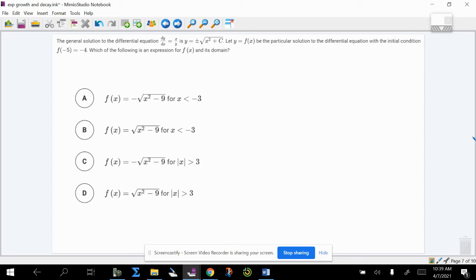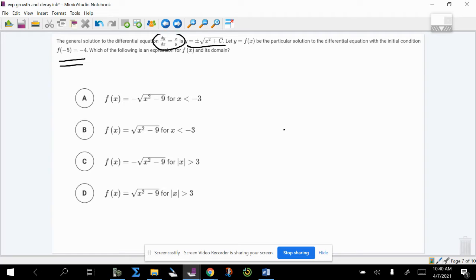So they give you a differential equation, this dy over dx equals x over y, but they don't ask you to solve it. Instead, they actually tell you what the general solution is. So they start telling you that the general solution is y equals plus or minus the square root of x squared plus c. They also give you an initial condition, and the question is which one of these answers could be a particular solution. So we have this general solution. We're making it a little more particular.